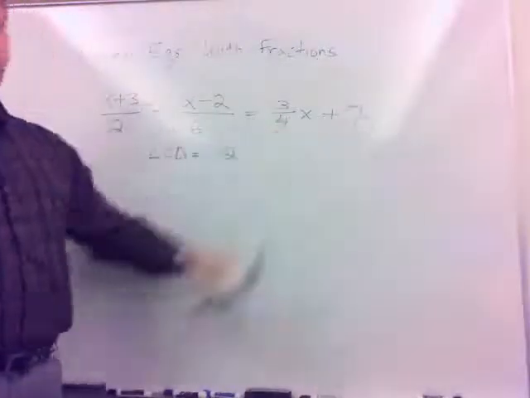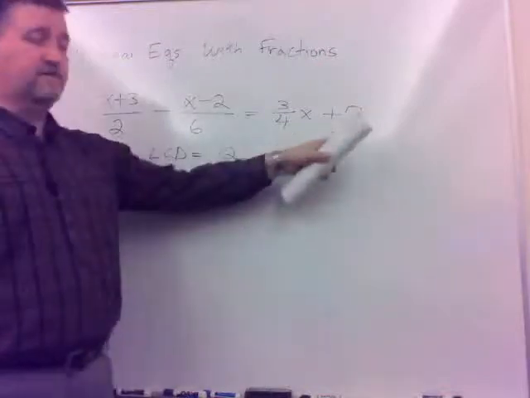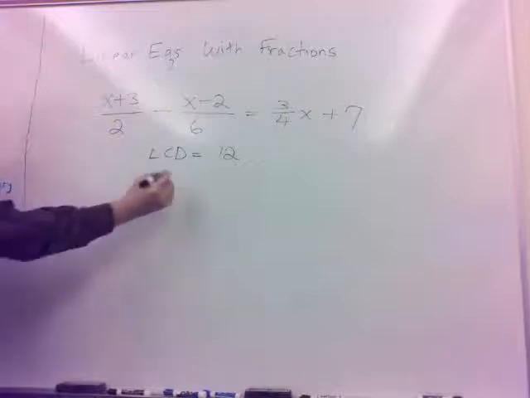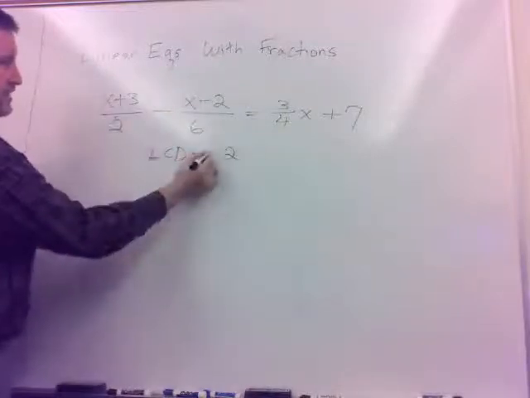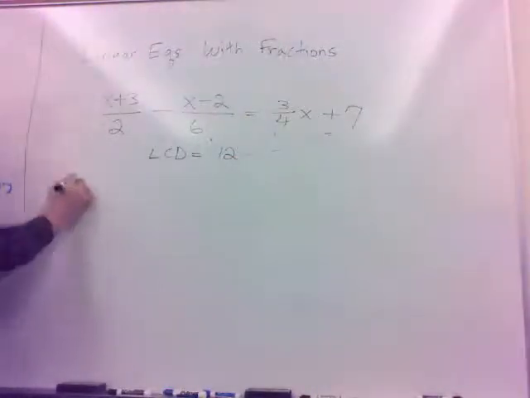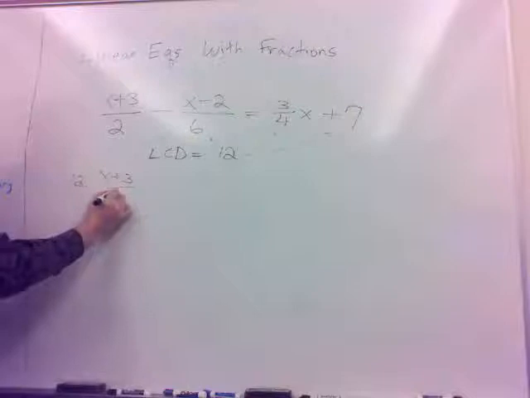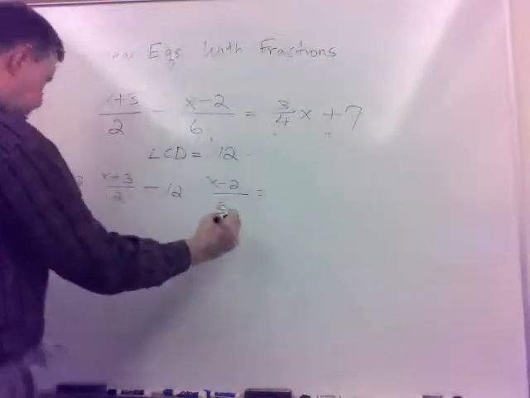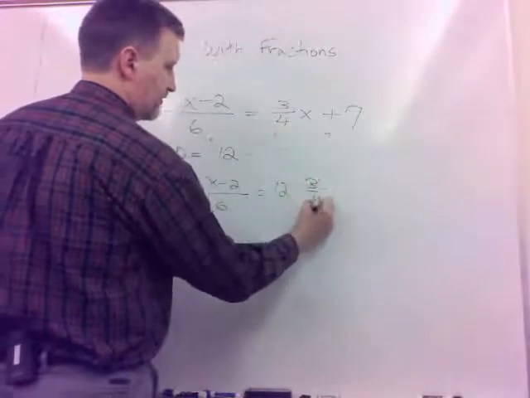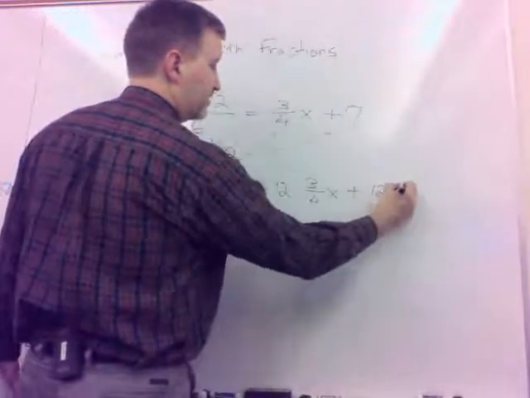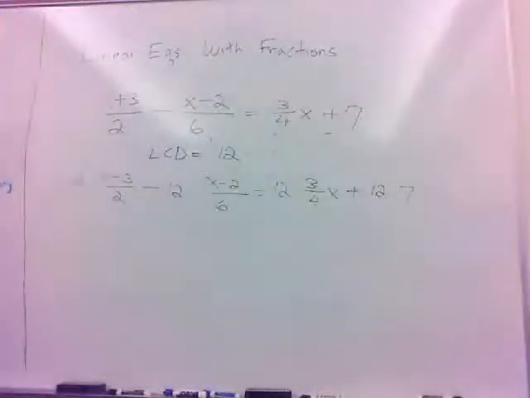All right, now notice I didn't use anything for the 7 because think of it, that's 7 over 1. Its denominator is 1. Okay. All right, so the idea then is to take that LCD, multiply it by both sides, which essentially is going to mean multiplying the 12 by all parts. 12 times x plus 3 over 2 minus, and then 12 times x minus 2 over 6, and then 12 times 3/4 x, and even also we have to multiply, even though it doesn't have a denominator, that 12 does have to be multiplied by the 7 just to make everything legal here.